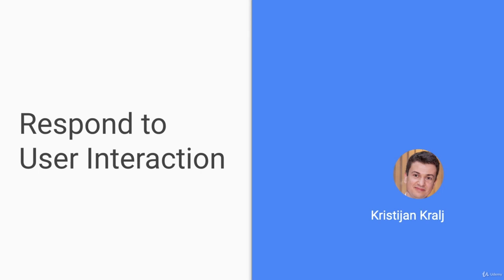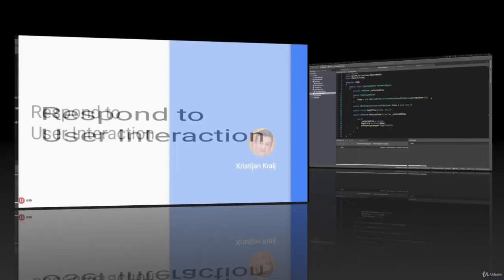In this lecture, I'm going to show you how to respond to a user interaction, such as a user clicking on a button. And in MVVM, we use the ICommand interface in order to do that. So let's see this in action.